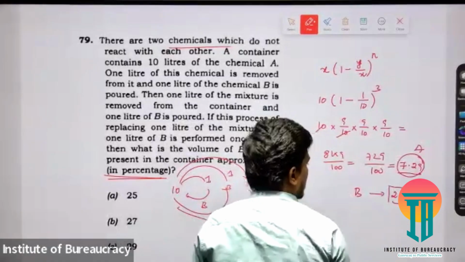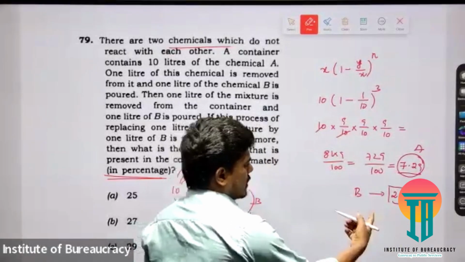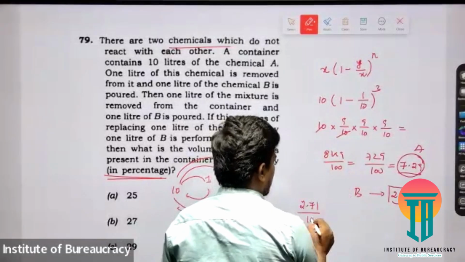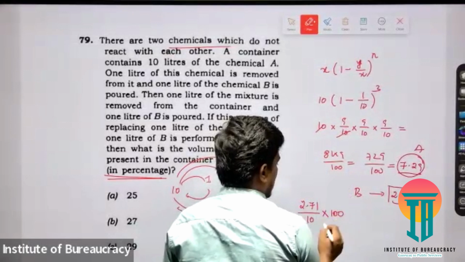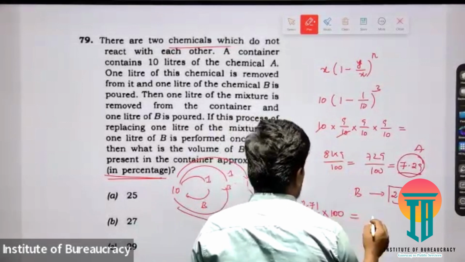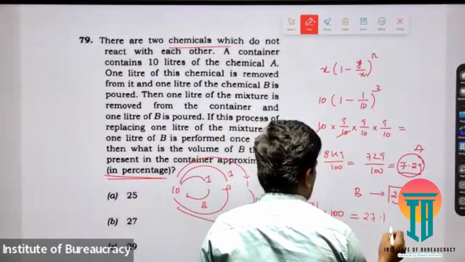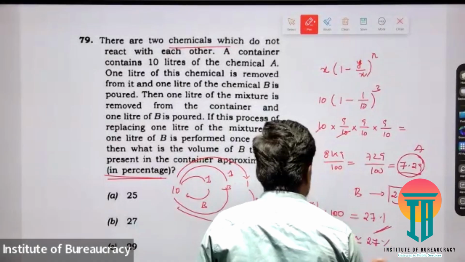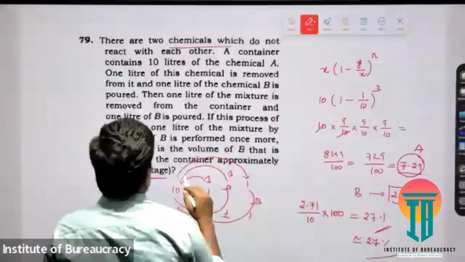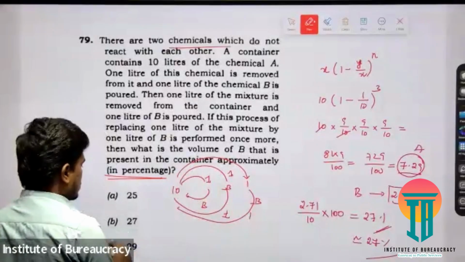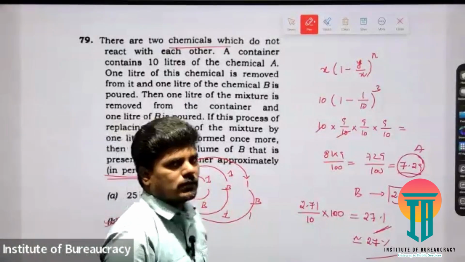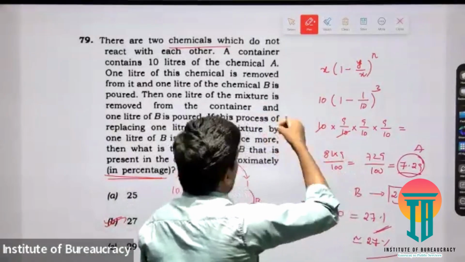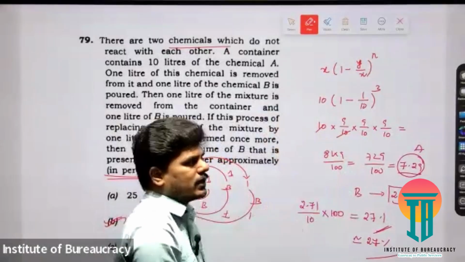This is chemical A, this is chemical B. Now in terms of percentage, 2.71 liters with respect to 10 liters, out of 100, it is 27.1. Approximately it is 27 percentage. So the chemical B in the mixture is approximately 27 percentage. Option D is the answer. Just go with the formula instead of going step by step, which will take time.